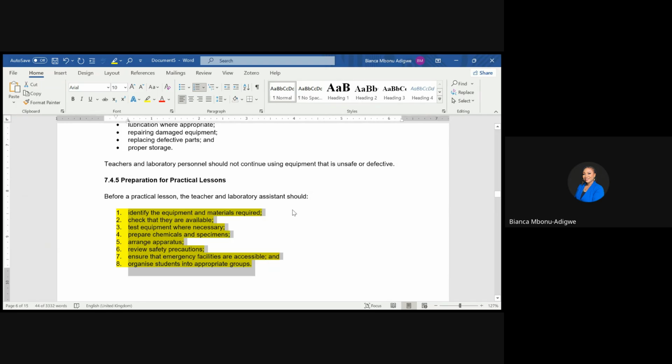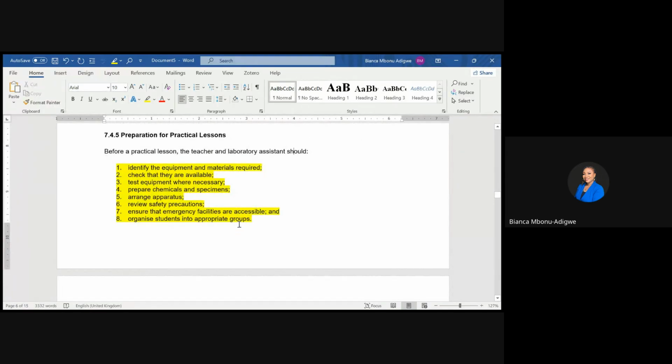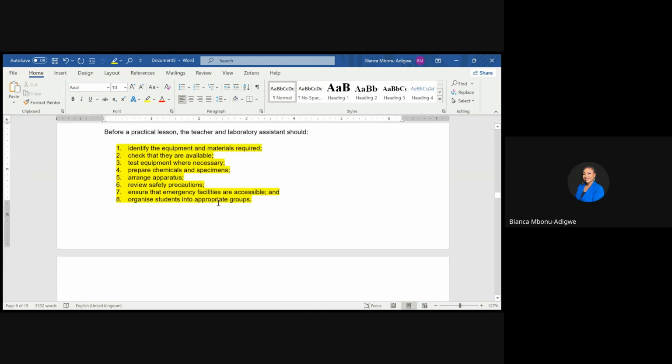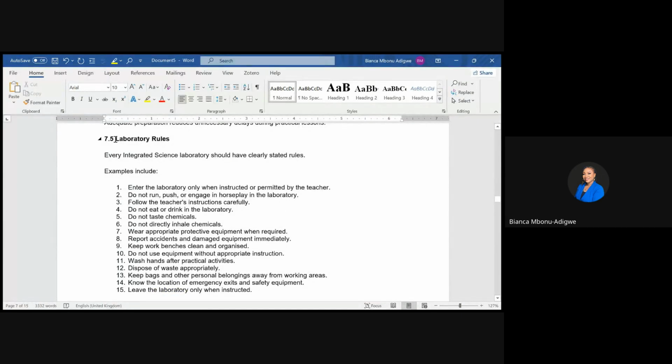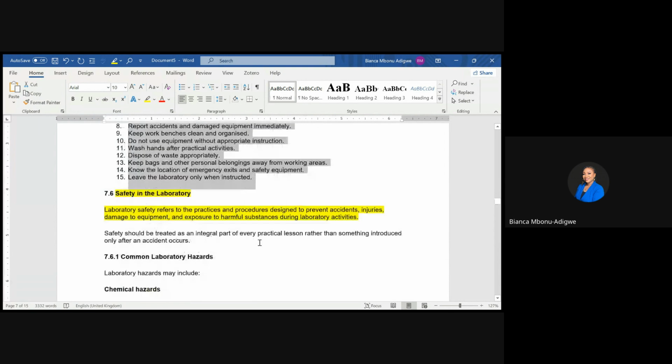Before a practical lesson, the teacher and the lab assistant should identify the equipment, check the ones that are available, test the ones that you should test, prepare chemicals and specimens, arrange the apparatus, review safety precautions, and so on and so forth. We talked about lab rules, safety in the lab, things that you do to prevent accidents, injuries, damage, even exposure to harmful substances.